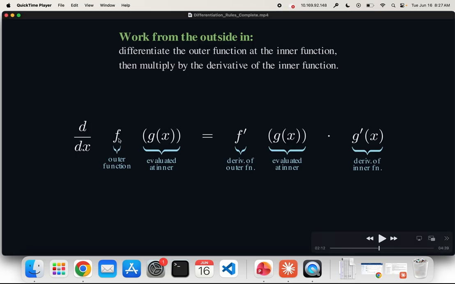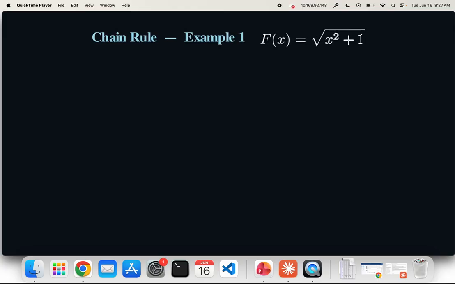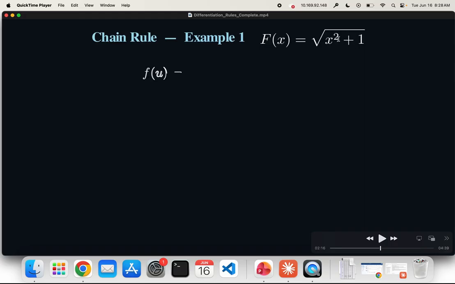So again, the outer function, evaluated at the inner function. To differentiate that, you differentiate the outer function, then evaluate at the inner function, times the derivative of the inner function. Okay, so here's a good example. The outer function is the square root. The inner function is x squared plus 1. So you want to think of this as a chain, right? There's an inner function and there's an outer function. So again, this is a little bit more complicated.